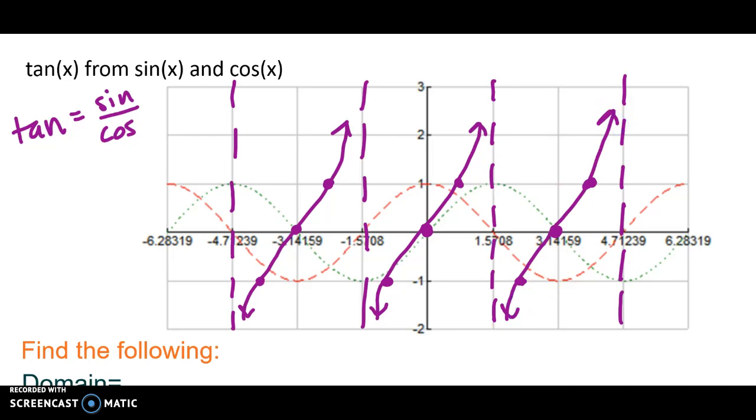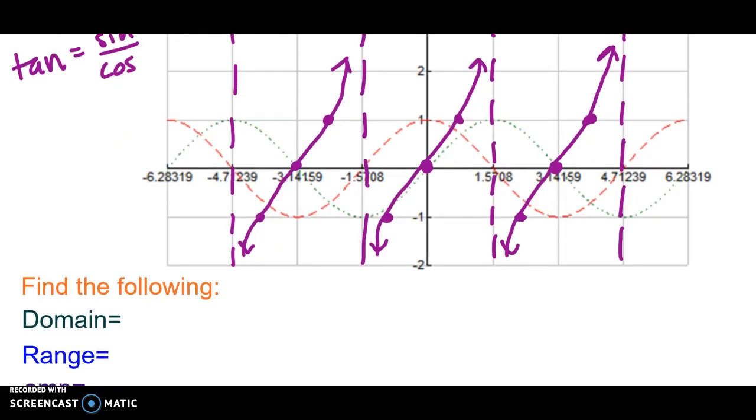Okay, so we got the graph of tangent of x just by looking at sine of x and cosine of x. What happens when I divide my sine value by my cosine value? And the key thing here is noticing that we have all kinds of asymptotes because we have undefined values anytime that we're dividing by 0, because cosine is 0 at 2 places on the unit circle, right?